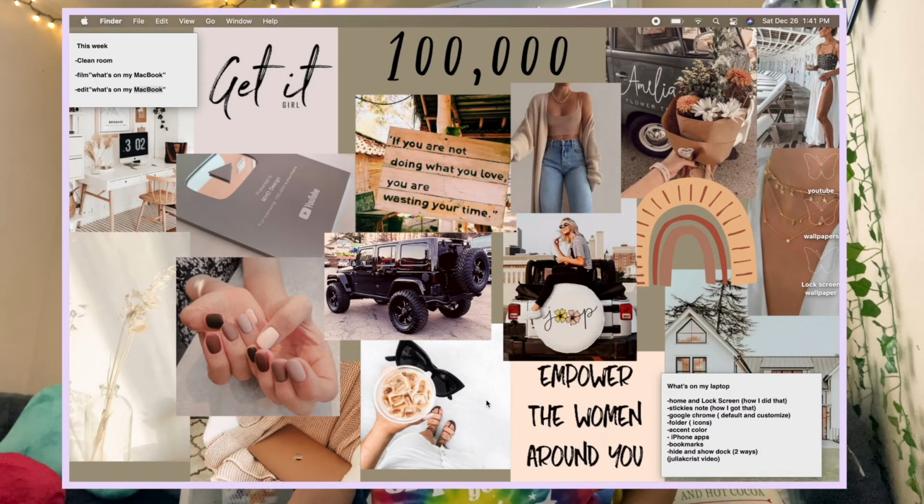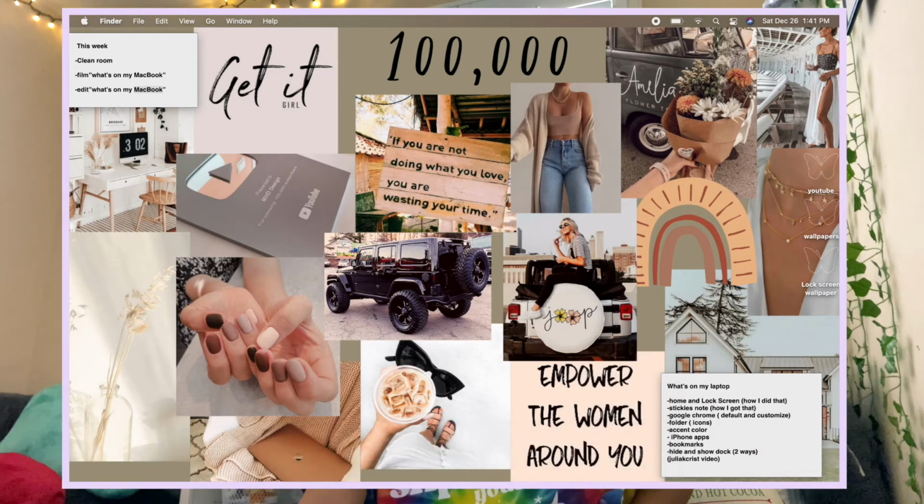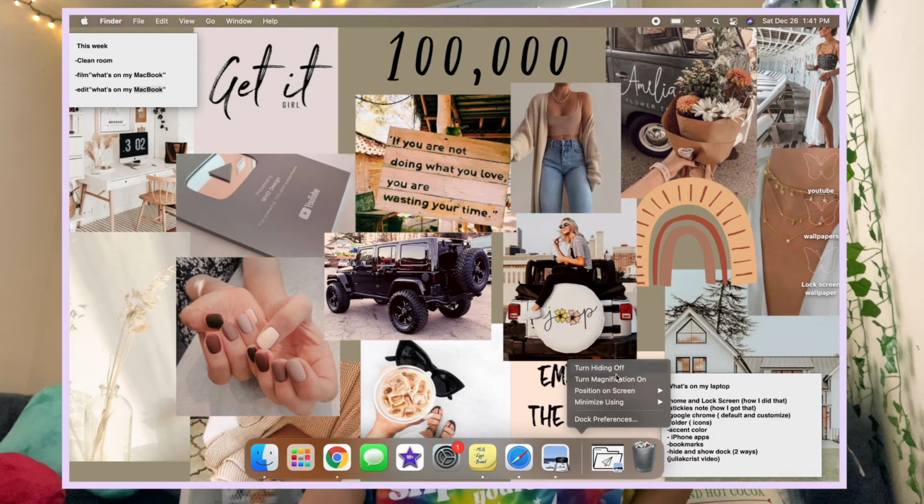Next thing is the hide and show dock bar. As you guys can see, whenever I'm not on top of it, it goes away. So how you do that is there's two different ways. The first way, probably the easier way, is right here, you see this little dash. You click on it, or you right click, and it usually says turn hiding on, but you just click that and it says turn hiding off, and it immediately goes and hides.